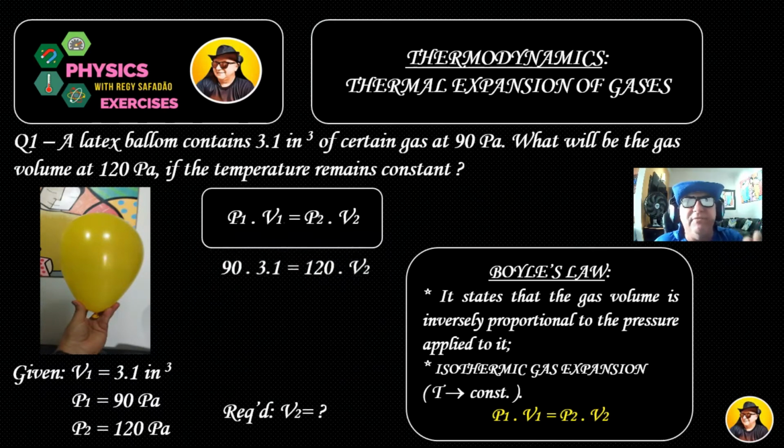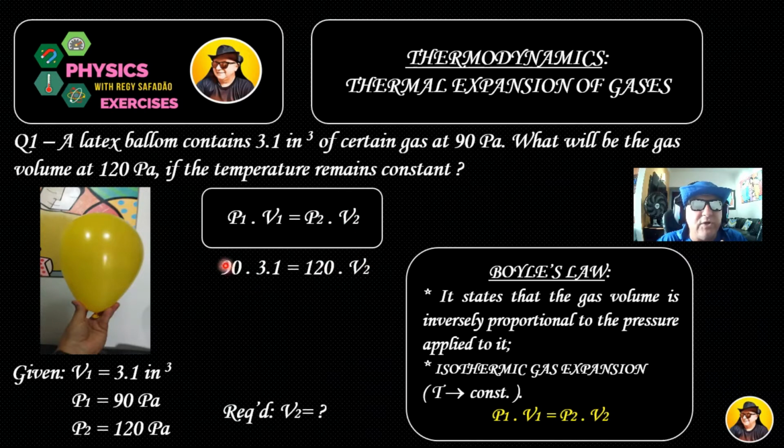So plug in the values into the formula. We have that P1 is 90, V1 is 3.1, P2 is 120. Let me show you. Let me get a laser pointer. So I want to find V2 right here. P1 is 90, V1 is 3.1, P2 is 120, and I want to find V2, all right?